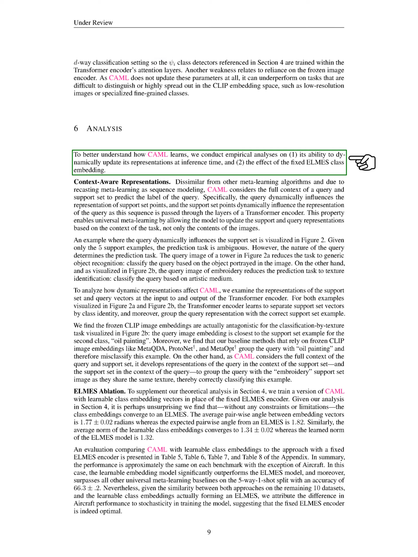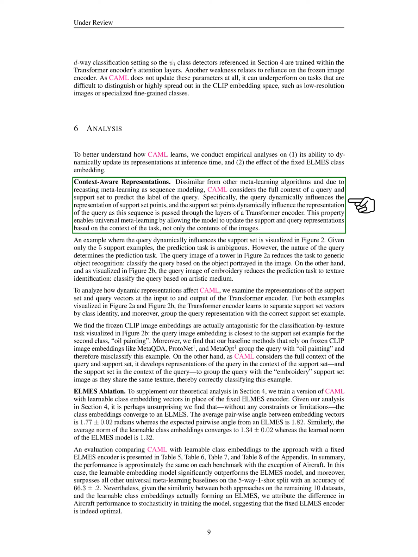To better understand how CAML learns, we conducted empirical analyses on its ability to dynamically update its representations at inference time, and the impact of the fixed ELMES class embedding. Unlike other meta-learning algorithms, CAML, by recasting meta-learning as sequence modeling, considers the full context of a query and support set to predict the query's label.